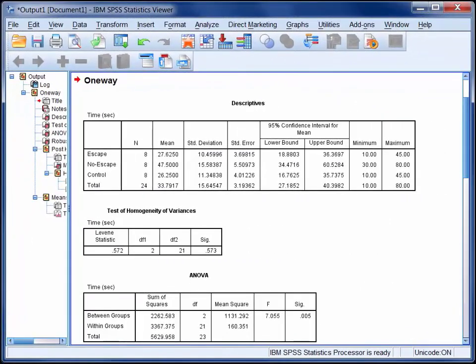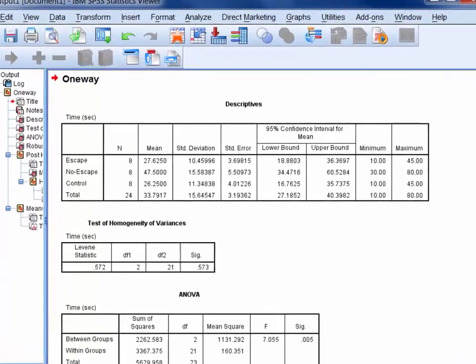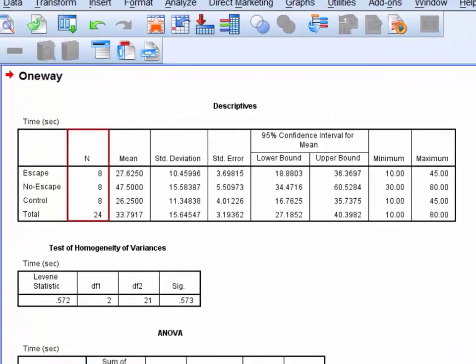SPSS produces quite a lot of output. However, not all of it needs to be interpreted. In the descriptives table, we can see that there were 8 dogs in each group. The mean jumping time for the no escape group is clearly higher than the means for the other 2 groups. However, we need to look at the results of our statistical tests before we can conclude that this difference is more than just sampling error.